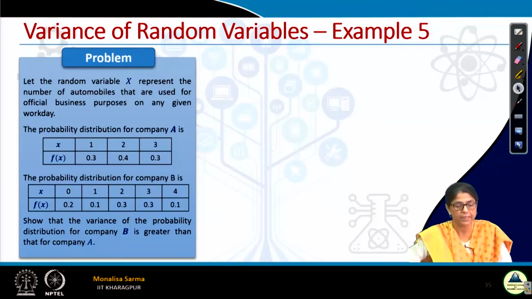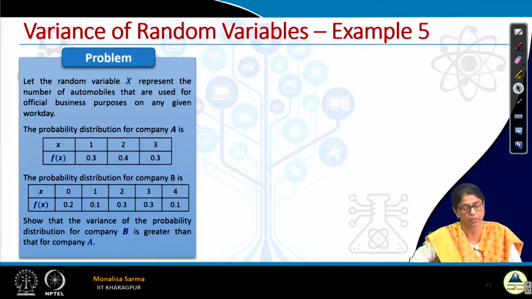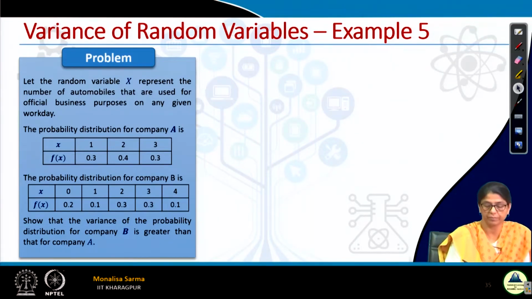What is given? Let the random variable x represent the number of automobiles used for official business purposes on any given work day. In any given work day, a company may use 1, 2 or 3 automobiles. The probability of using 1 is 0.3, of using 2 is 0.4, and of using 3 is 0.3. And there is another company which may use no automobile at all, that is 0, or 1, 2, 3 or 4, and the probabilities of all these values are given. For 0 it is 0.2, and likewise it is given in this table.